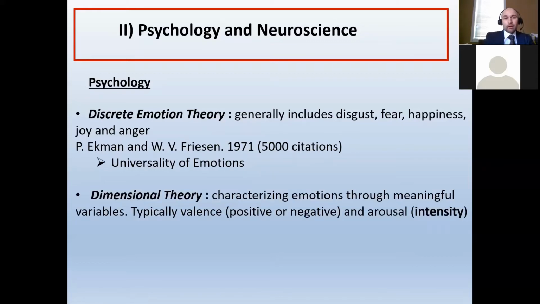Okay, then, of course, some people tried to study in a different way, and for example, try to find some variables that we can quantify. And typically, they studied two dimensions: the valence, meaning is the emotion positive or negative, and arousal. Arousal is the intensity. So I put that in bold because it will be important for our mathematical model.